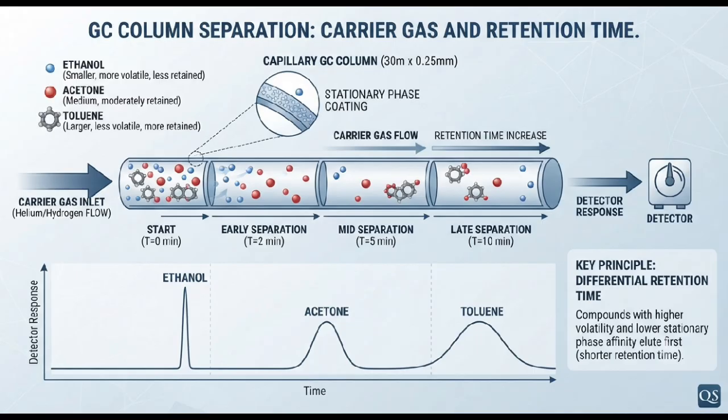Gas chromatography separation. Inside the gas chromatograph, the injected compounds are transported by the carrier gas through the chromatographic column. Different compounds interact differently with the stationary phase of the column. As a result, they travel through the column at different rates and are separated based on their retention characteristics. Each solvent produces a chromatographic peak at a characteristic retention time under the specified analytical condition.